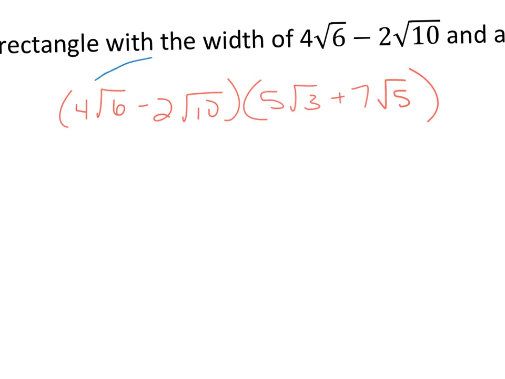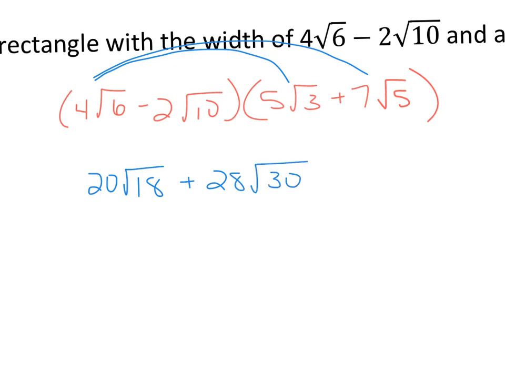So I'm going to take the 4 root 6 times the 5 root 3. So 4 times 5 on the outside is 20. Now on the inside, I've got 6 times 3, which is 18. I'm going to take 4 root 6 times the 7 root 5. So 4 times 7 is 28. The square root of 6 and the square root of 5 will give you the square root of 30.